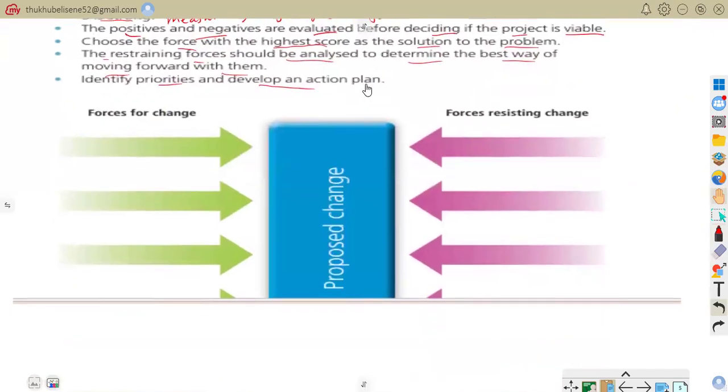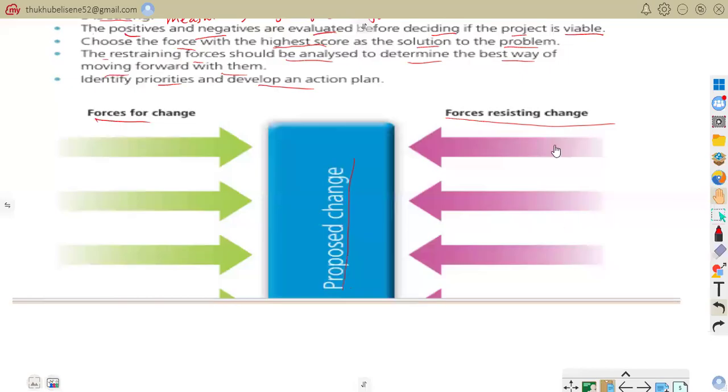So now you can see that we have forces for change. We also have forces restraining change, for resisting change. So this is where we are going to have a proposed change. So hope we are together on that.